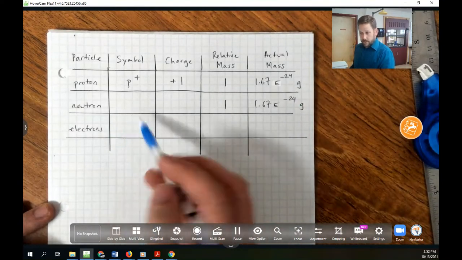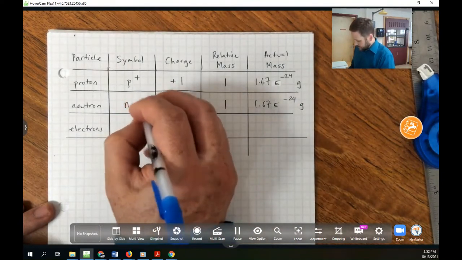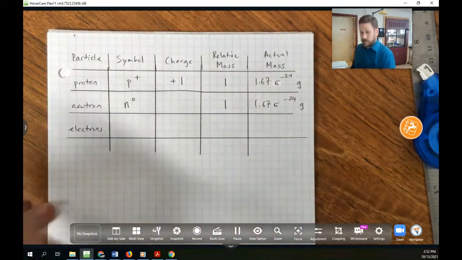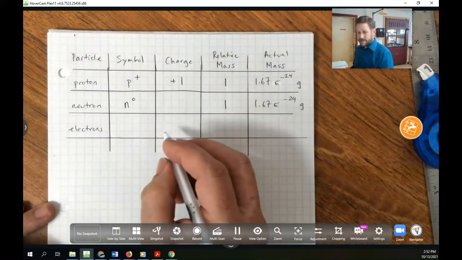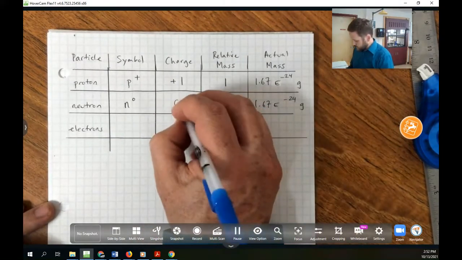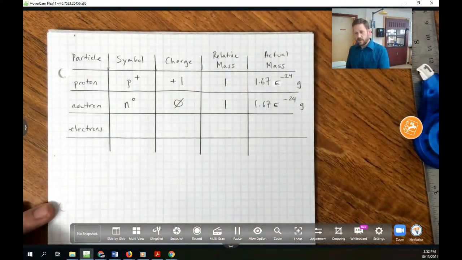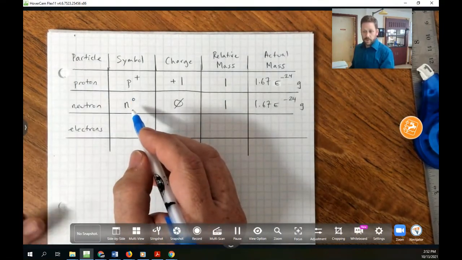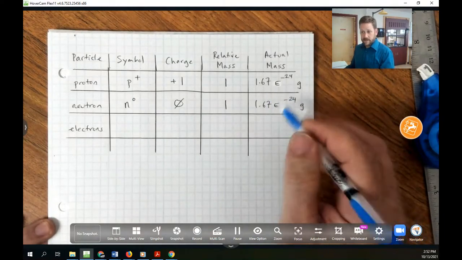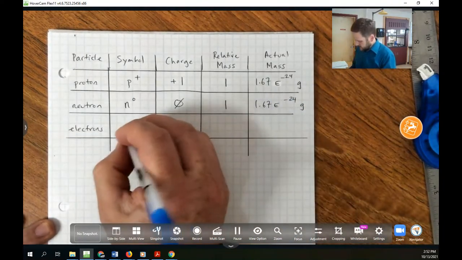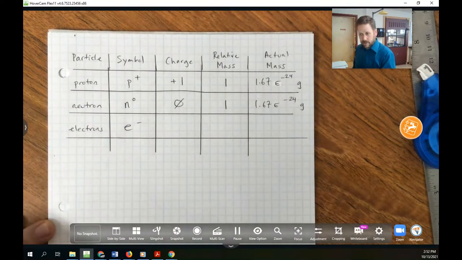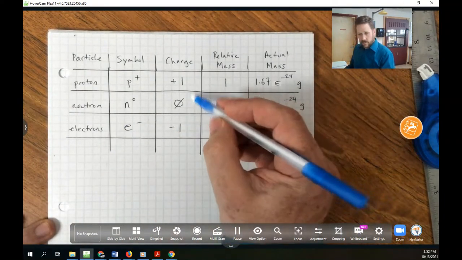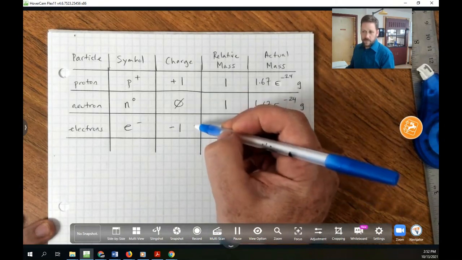Now, a neutron has the symbol N, and the charge on a neutron is not negative, it's neutral. It has no charge. So we have protons, which are positive, neutrons, which are neutral, each having about the same mass, and then finally we have electrons. The symbol for an electron is a lowercase e with a dash for minus, because an electron has a charge which is equal and opposite to the charge of a proton.